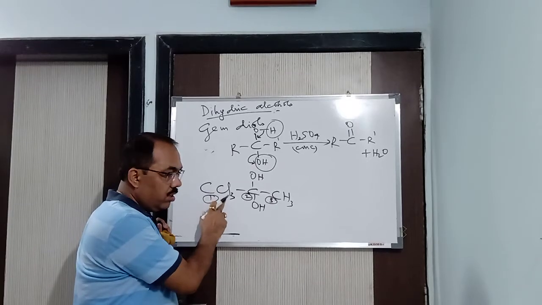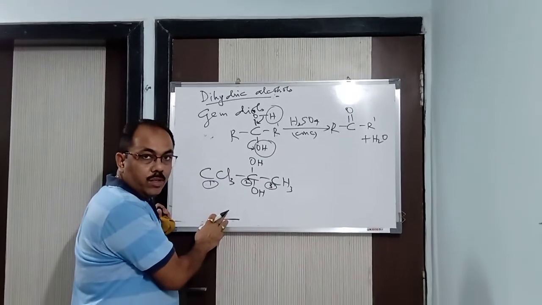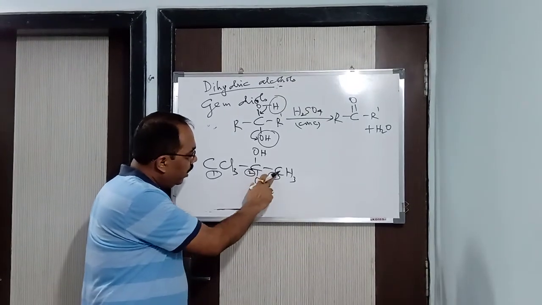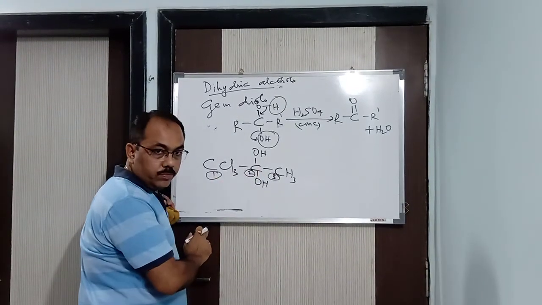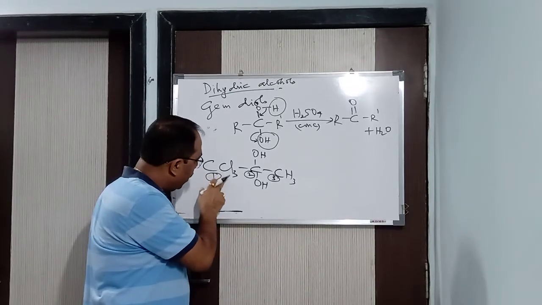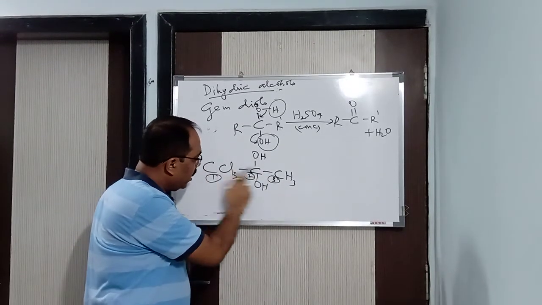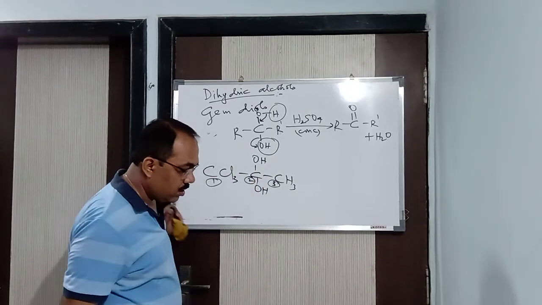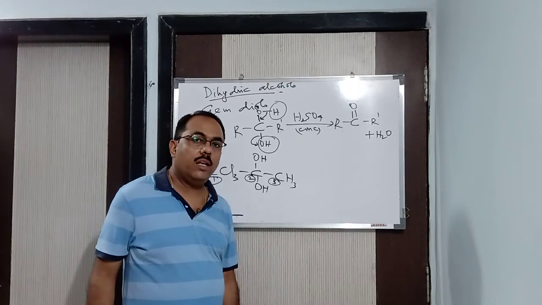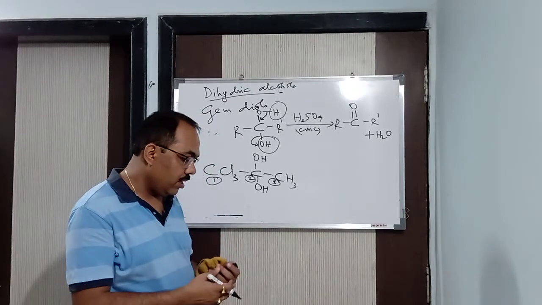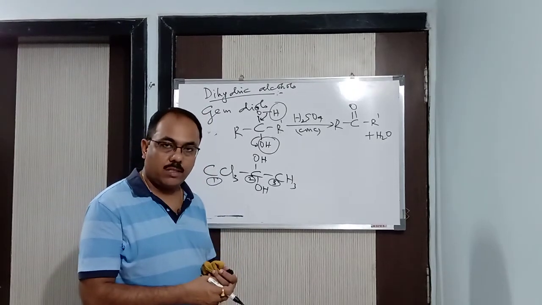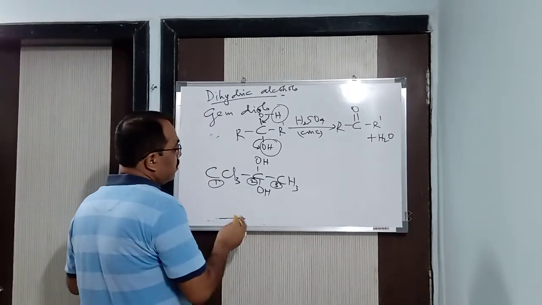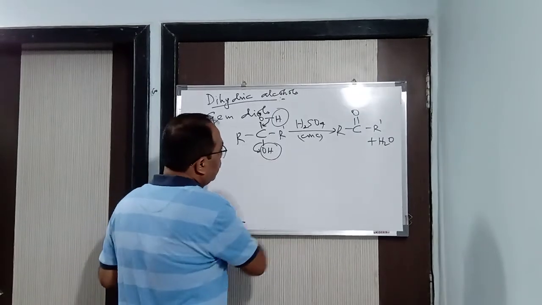111, see, in the first position 3 are there. 111 trichloro propane 2,2 diol. Again I repeat, 111 trichloro, propane because there are 3 carbon atoms, 2,2 diol. Clear? So in this way you can name a particular compound, or we can name it in some other way also. It can be done.